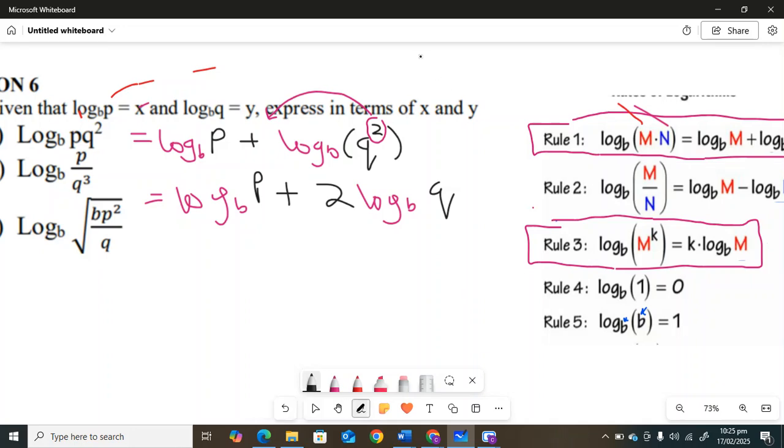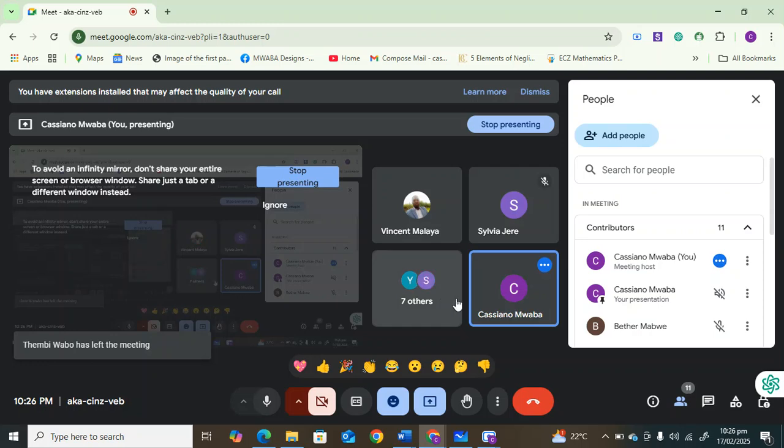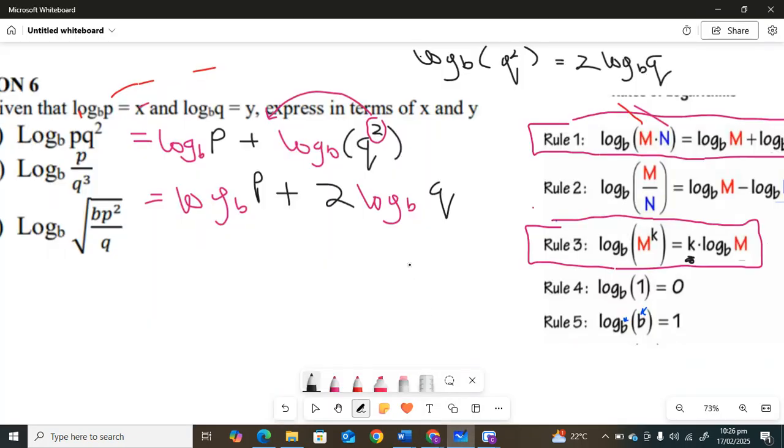If it was by itself, like this, log b q squared, as you can see, the power rule: log b m to the k. This k is the 2. As you can see, this k has come in front of the logarithm. So the 2 will come in front of the logarithm and becomes 2 log b q. That's all, colleagues. You're just bringing the power in front. Is that all right, colleagues? Is it sinking in?